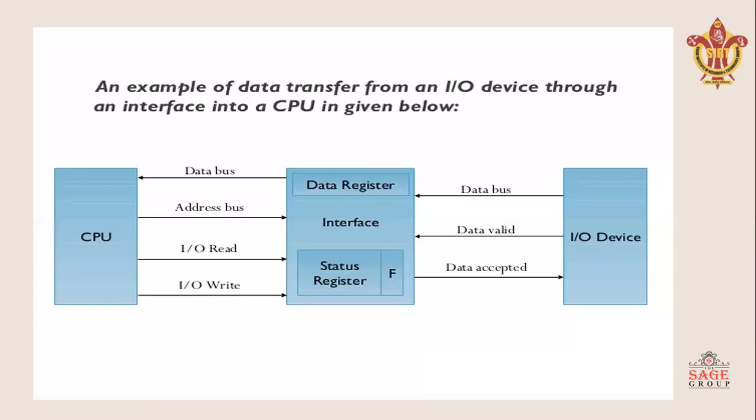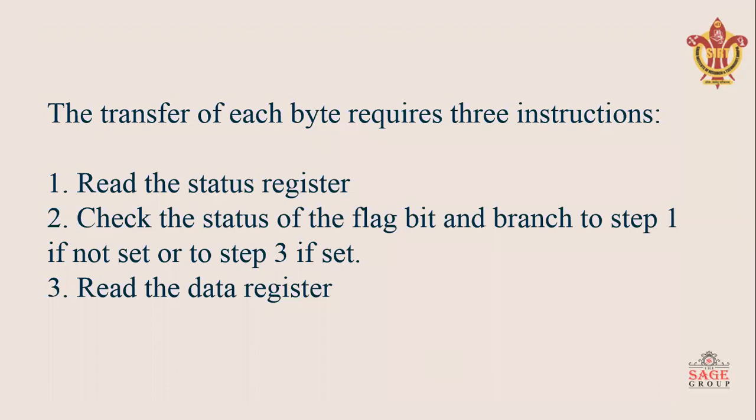Then the CPU will take the data through this data bus. This is the address bus, and input-output read is for the keyboard, and for the printer the input-output write signal will be there. The transfer of each byte requires 3 important instructions: read the status register, check the status of the flag bit, and branch to step 1 if not set, or to step 3 if set. Set means F equals 1 and not set means F equals 0. And then read the data register.